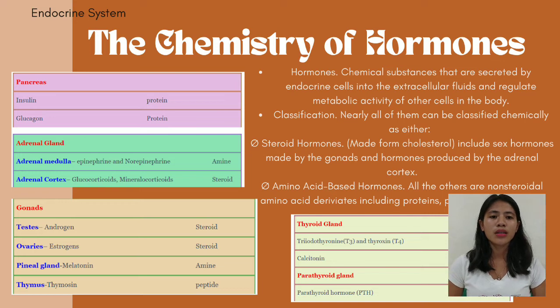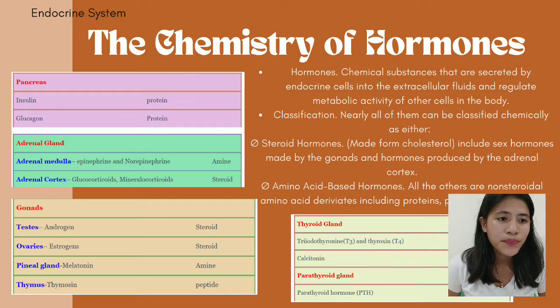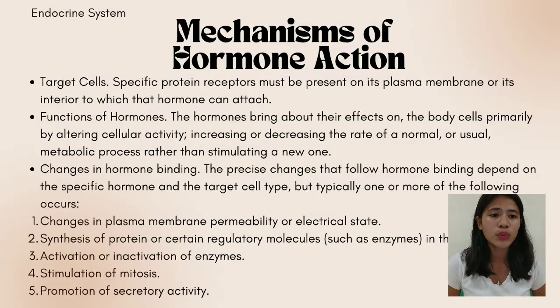So from the gonads, which is the testes, the androgen is a steroid hormone, the ovaries, estrogen is a steroid hormone, and the pineal gland, which is the melatonin, is an amine hormone, and the thymus, which is the thymosin hormone, is a peptide hormone. And then from the thyroid gland, we have T3 and T4, which are amines, the calcitonin, which is a peptide hormone, and the parathyroid gland, which is the PTH, is a peptide hormone.